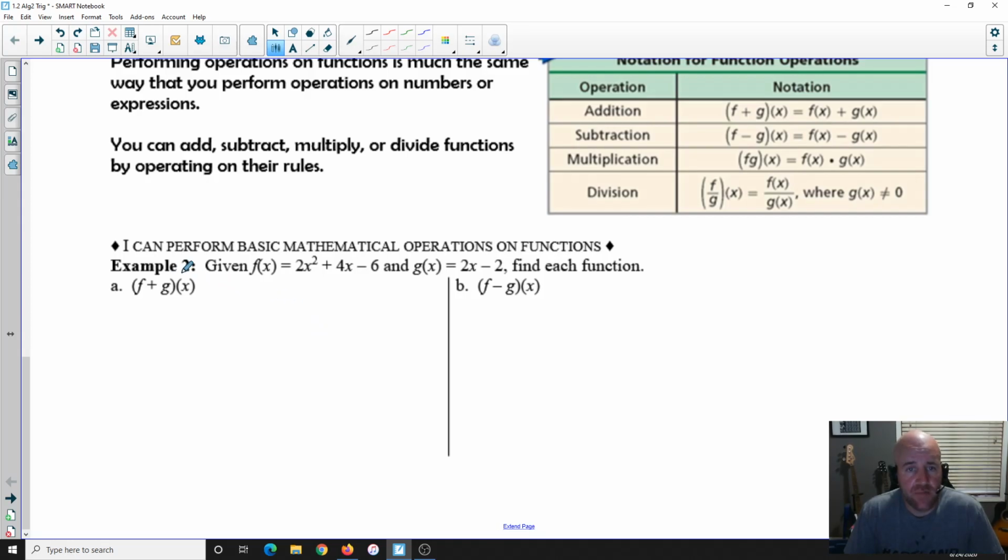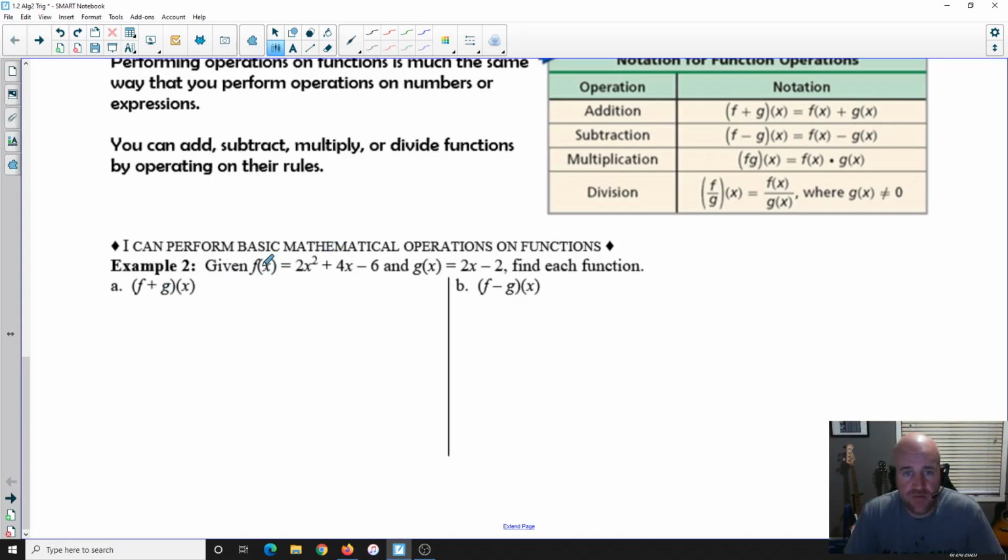So looking at example 2. So given that f is this function and g is this function, we need to be able to add functions and subtract functions. So this right here, this f plus g of x, that's how you say it. This means I want to add these together. So if you look up in the table, there's two different ways that you're going to see this written. The way that it's written here, and then the f of x plus g of x. It means the same thing.